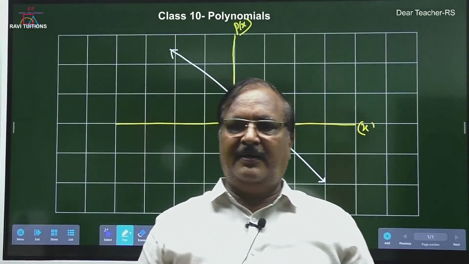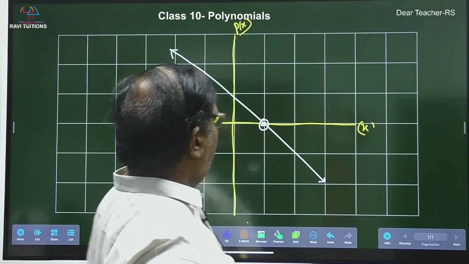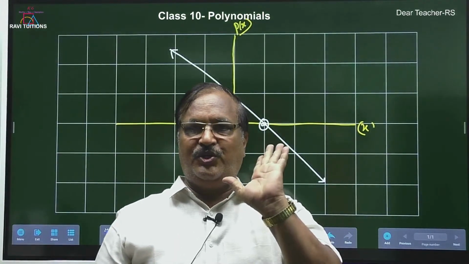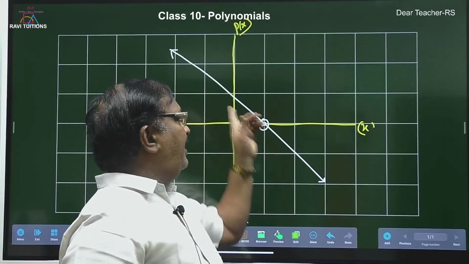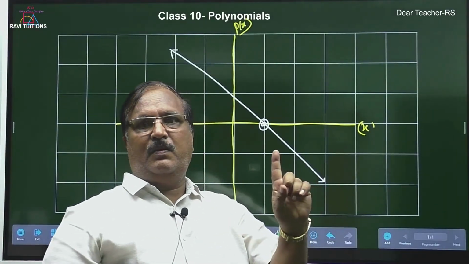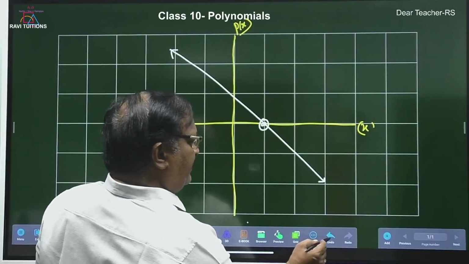So now this graph has only one solution because it is intersecting the x-axis at one place. Let me take one more graph.